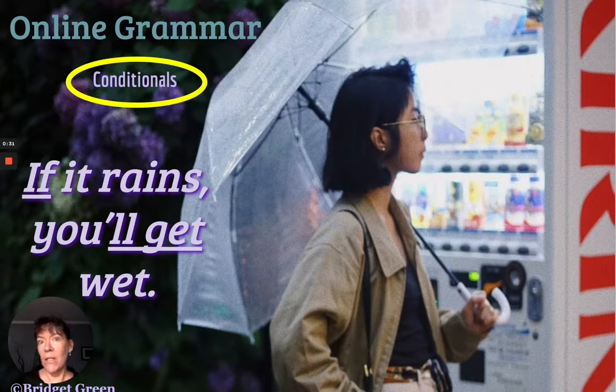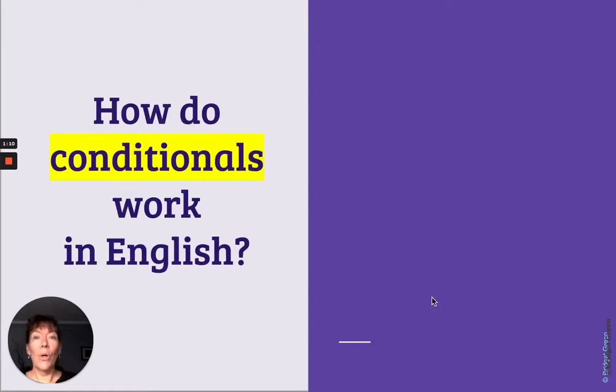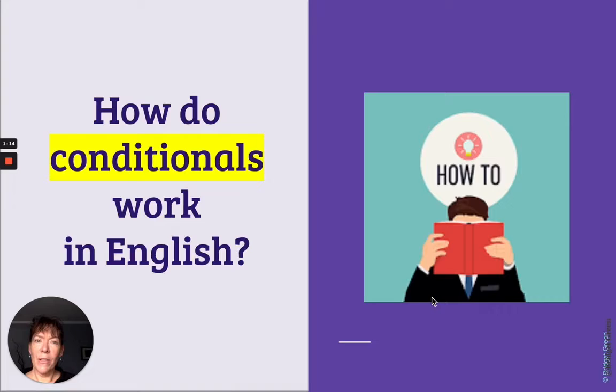Remember to take notes because we are going to be having quizzes. You can't use your notes for the quizzes, but we know that if you write things down, you are able to remember them better. Right, what are conditionals? Conditionals are sometimes called if clauses. They describe the result of something that might happen in the present or the future, or might have happened but didn't in the past. And we use if, and we don't usually say then, but the then is implied. We're thinking it. How do conditionals work in English? That is what we're going to talk about today.